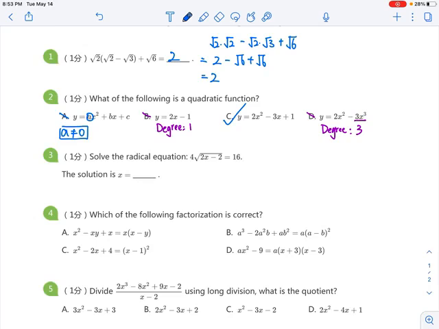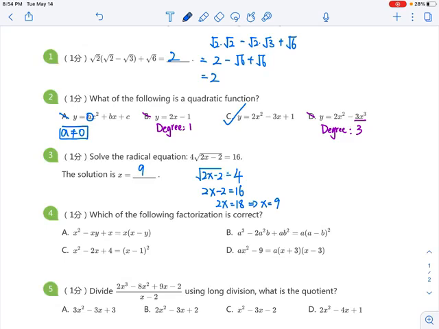Okay, now let's take a look at the next one. We want to solve this radical equation. When you want to solve a radical equation, you first want to isolate the radical in the equation. So we can first divide both sides by 4 to have root 2x minus 2 equal to 4. Then we square both sides of the equation to have 2x minus 2 equal to 16. Then we will have 2x equal to 18, or x equal to 9. So the solution to this one here is x equals 9.